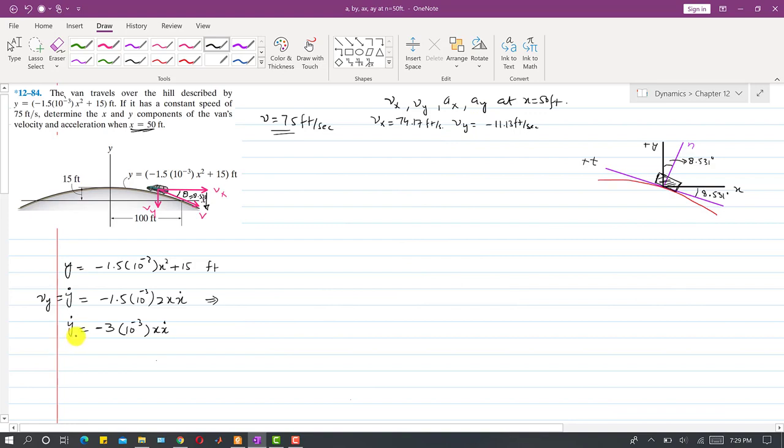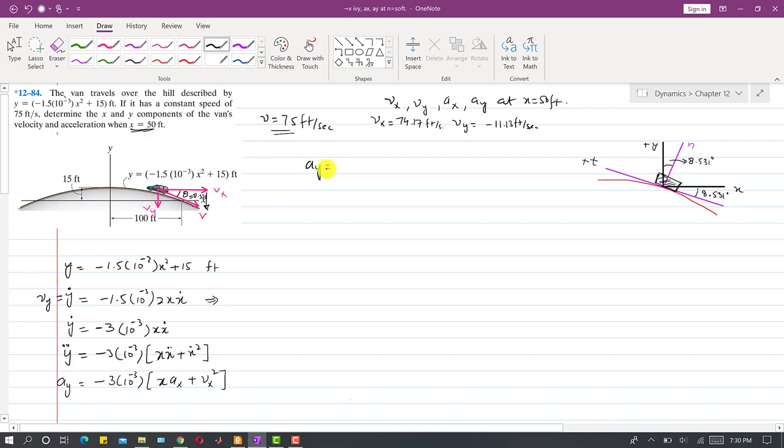To find the acceleration components, we have to take the second derivative of this y of x function. This is the first derivative, so we will have to take another derivative, so this will be y double dot, and then this will be minus 3 times 10 raised to the power minus 3, and then we have to apply the product rule to this. So this will be x double dot plus x dot squared. So this will be ay, and this will be minus 3 times 10 raised to the power minus 3 times x, where x double dot is ax, and this is Vx whole squared. So now I can write this like this.